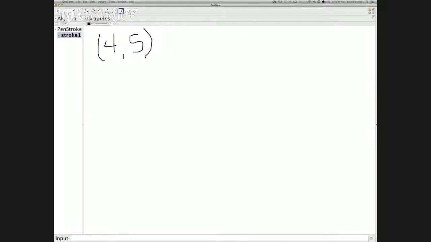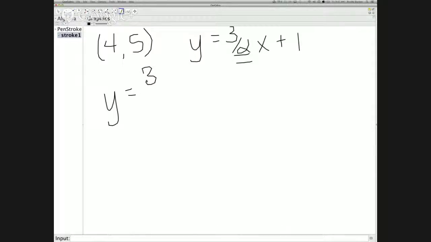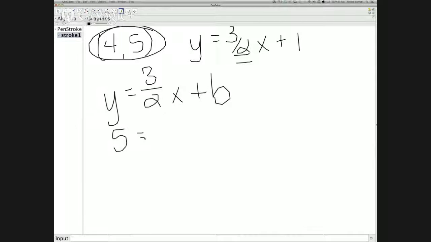And we want it to be parallel to the line y equals 3/2 x plus 1. Okay. Parallel means it has the same slope. So this is my slope. So I know that my new equation, which is not the same thing as that, is going to be 3/2 x plus some new b. Okay? And then I'm going to put in my point that they gave me. 5 is a y, so it goes in for y. 4 is an x, so it goes in for x.